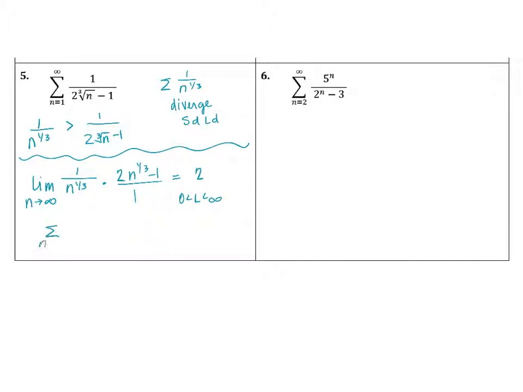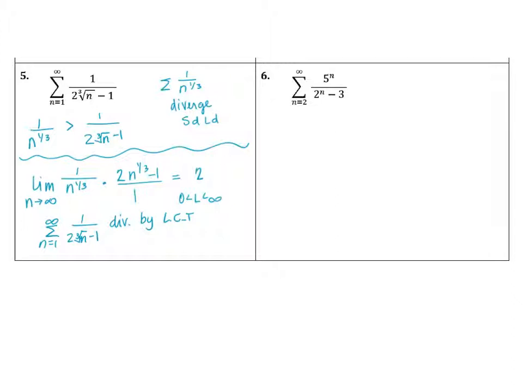So let's go ahead and put that all together. The series from 1 to infinity of 1 over 2 cube root of n minus 1 diverges by the limit comparison test. All right, so let's move on to our next problem here.